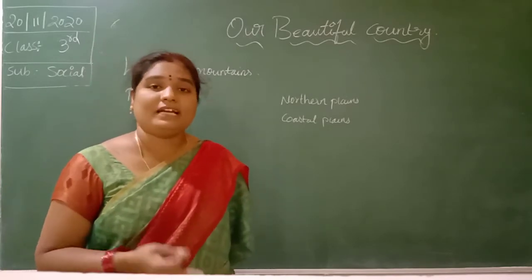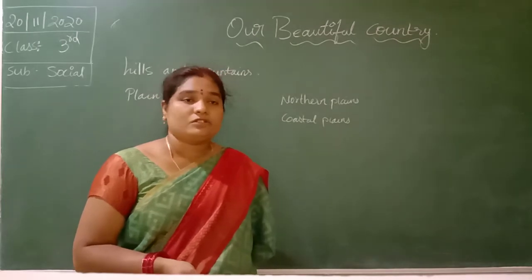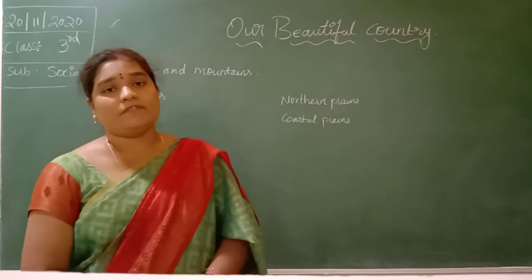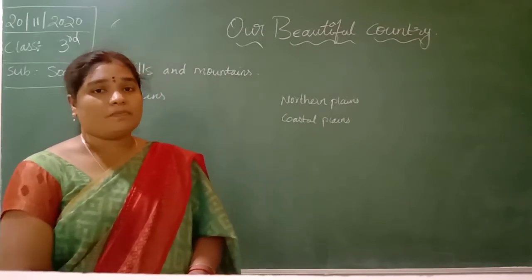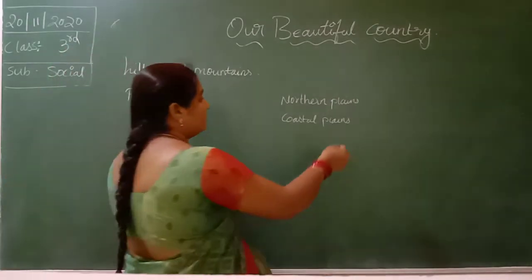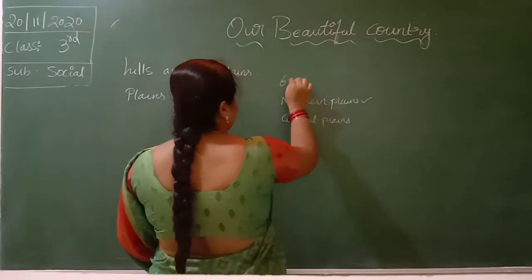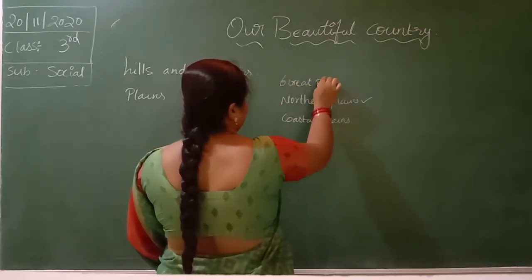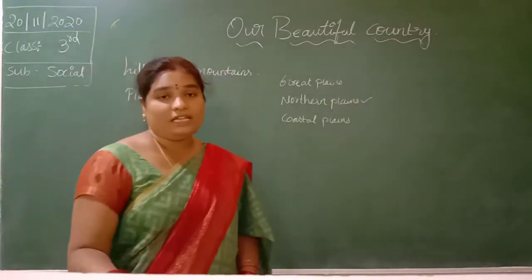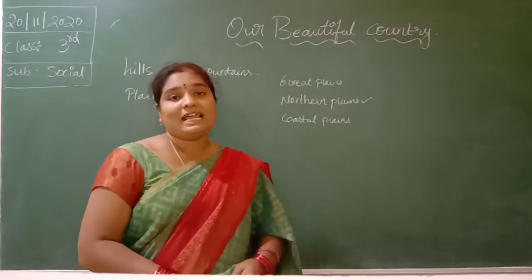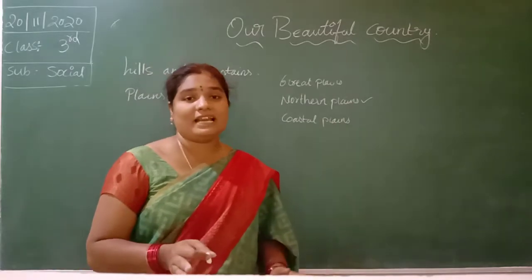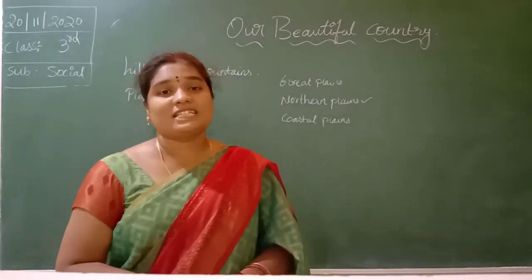The plains have fertile soil, and the fertile soil is suitable for growing crops. Which plains are known as the Great Plains? The northern plains. Why? Because the rivers in the northern plains flow throughout the year and make the land fertile. The rivers bring along with them rocks, sand, and silt.